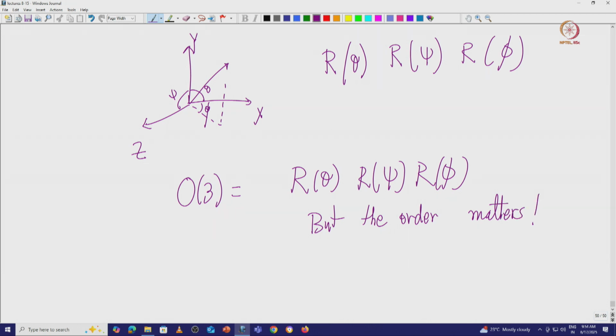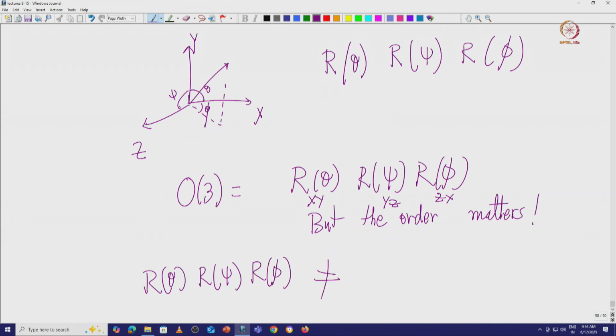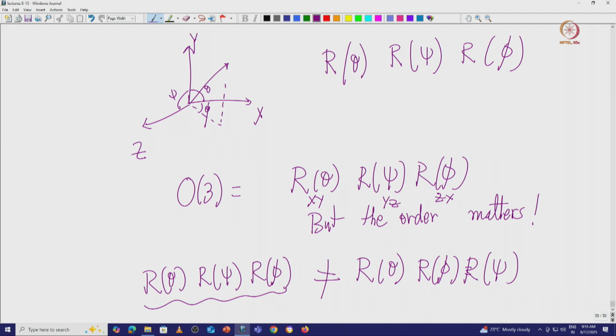What I mean by it is that r theta, let us say, is the xy plane, r psi is the yz plane, and r phi is the zx plane. This is also a group element. This is one group element, but it is not equivalent to the group element where I interchanged psi and phi.